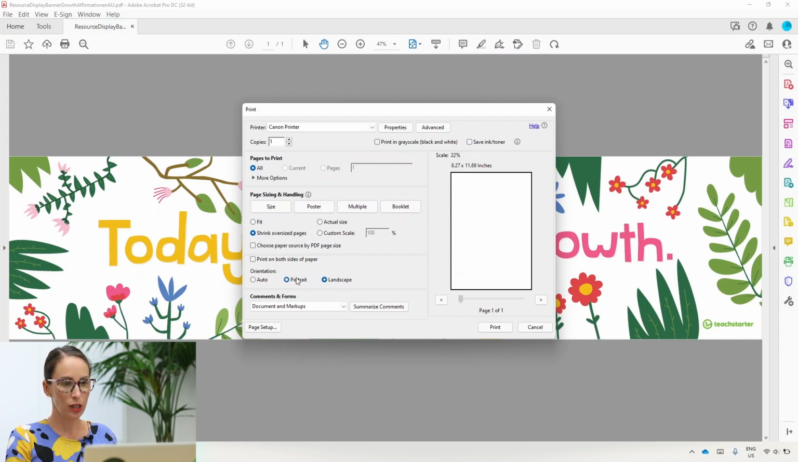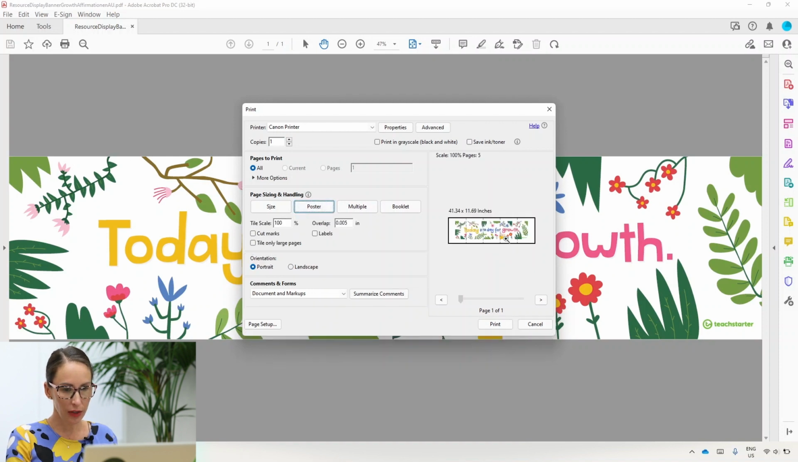You don't want that. You want to go to poster. And if you can see over here, it sort of shows you what it's going to print. There's little dotted lines down. So this would print over 1, 2, 3, 4, 5 pages, but it would print portrait. You want to go over to tile scale and you want to bring that back down to, say, let's try 96%.